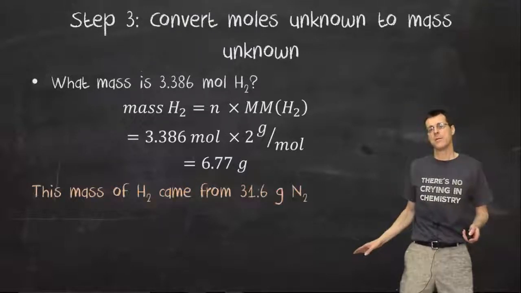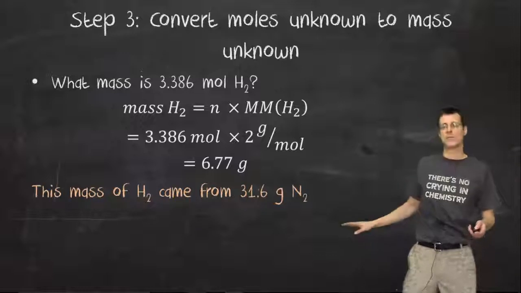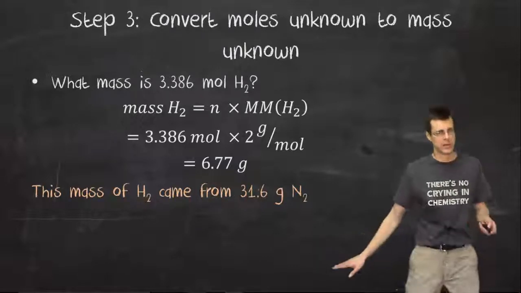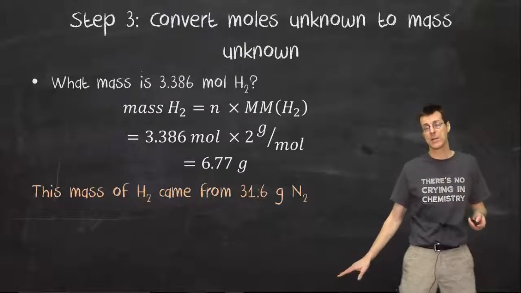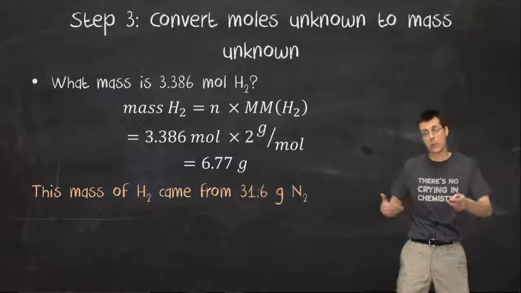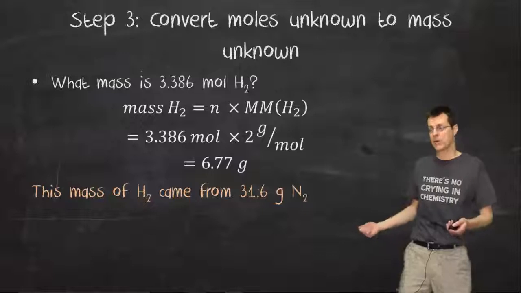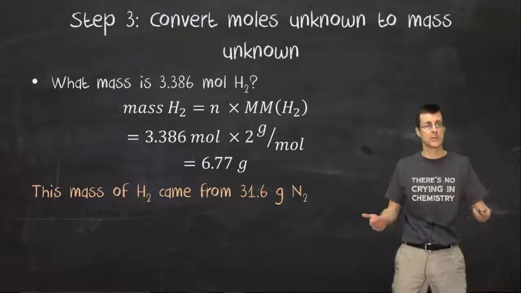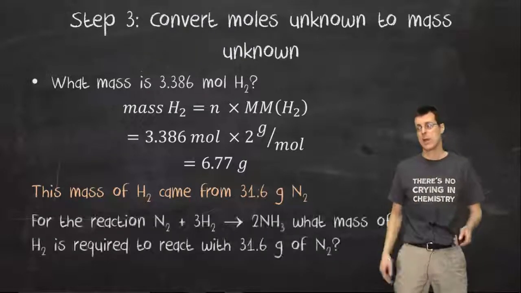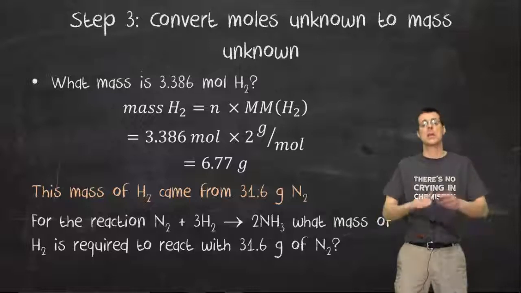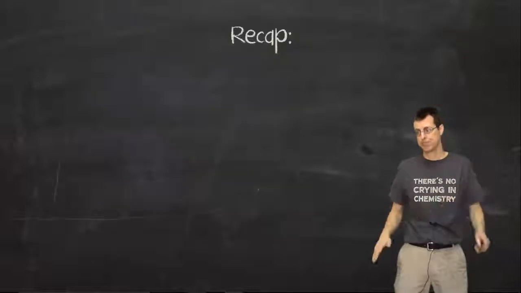But keep in mind that that mass came from a number of moles, which came from a different number of moles, which came from a mass. So really, we just calculated how many grams of hydrogen we need to react with 31.6 grams of nitrogen. 3 steps. And we have to do all 3 steps every single time.